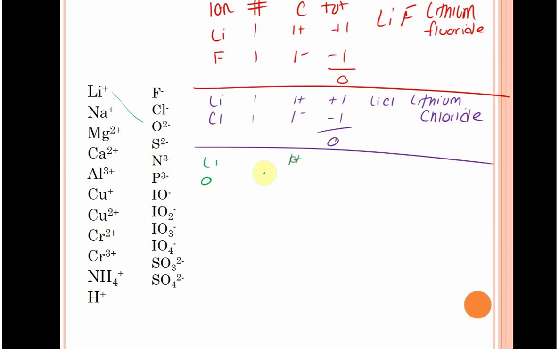Lithium is in group one, so it has a charge of plus one. Oxygen is in group six, so it's got a charge of two minus. So in order to cancel here, the lowest common denominator is two. So we need two lithiums, one oxygen to give two plus, minus two to cancel to zero. So now this is Li2O. Again, lithium is not a transition metal, but it is a metal, so we do not use prefixes and we do not use Roman numerals. Oxygen becomes oxide.